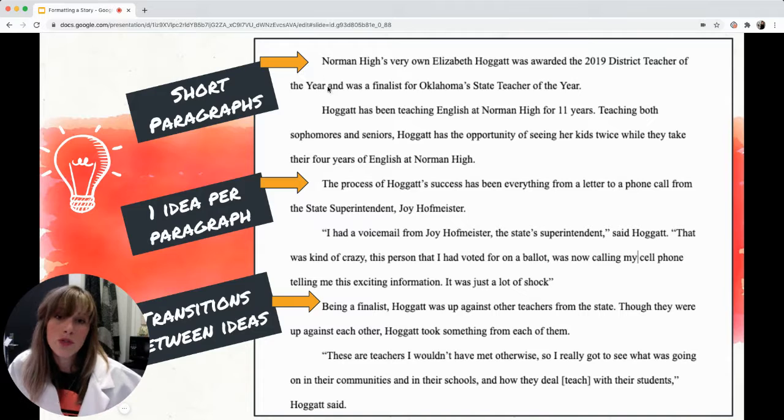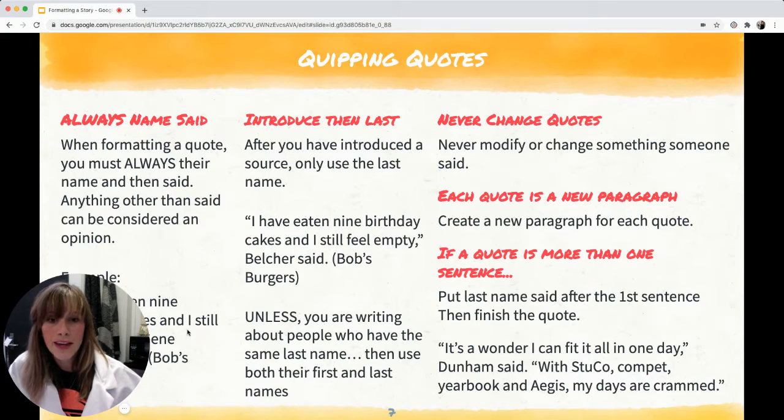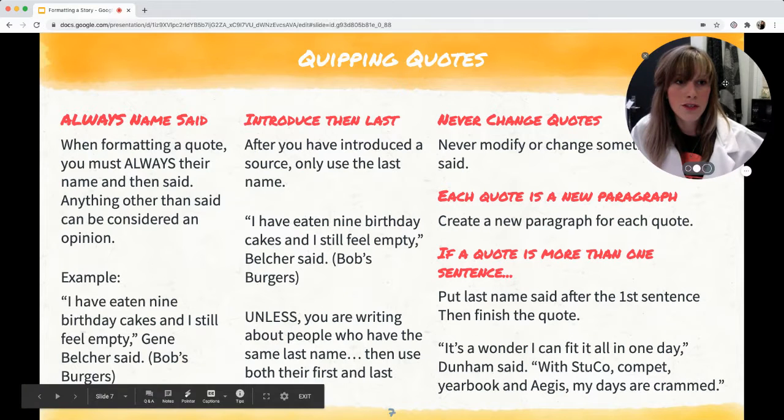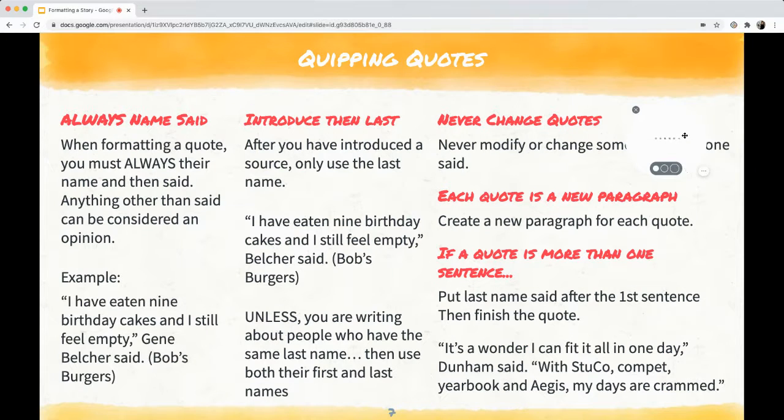Even when we get to our first one, Norman High's very own Elizabeth Hoggett was awarded the Teacher of the Year and finalist for Oklahoma State Teacher of the Year. It's 1 idea. All right, 1 idea. 1 idea per paragraph. Simple. 1 sentence. 1 sentence. 1 sentence. 2 sentences. 2 sentences. Right? Okay. And we're going to transition. There's going to be flow. Flow, flow. Okay. Now I'm going to have to shrink my picture. Here we go.